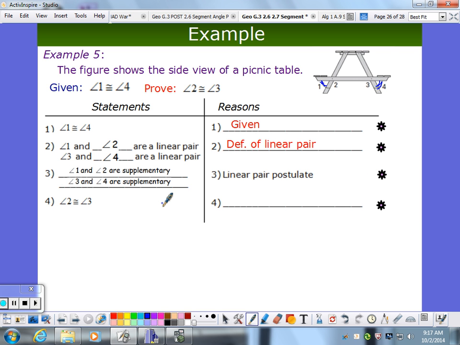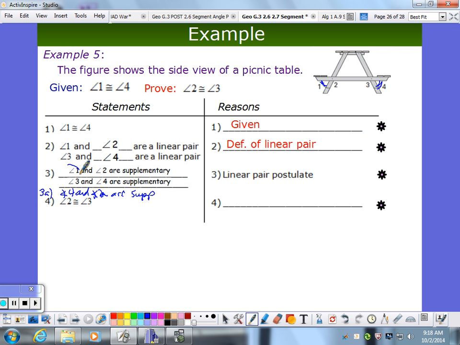Now somehow we got here. I'm going to insert a 3A, make it a little bit easier to see. That was part of the theorem. How did they jump together? Well, how did I get here? Since 1 and 4 are congruent, it's like being supplementary to the same angle. Right. So I can change this to say angle 4 and angle 2 are supplementary by substitution, right?